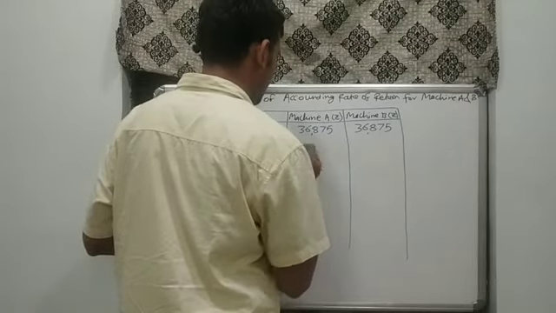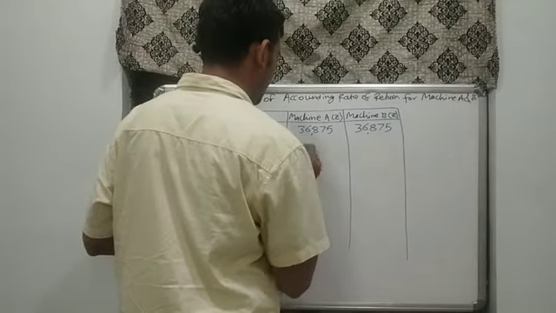So what can be the answer? It would be 7,375 into 100 divided by 28,063. The answer is 26.28%.